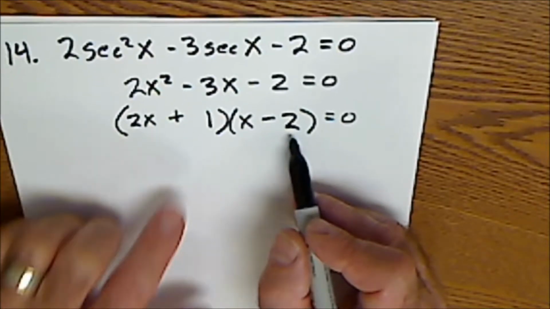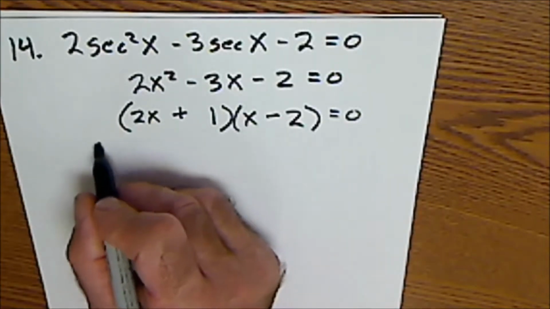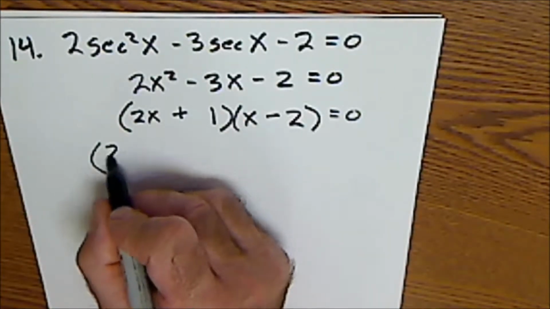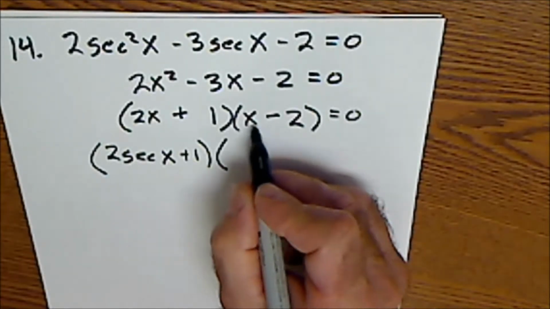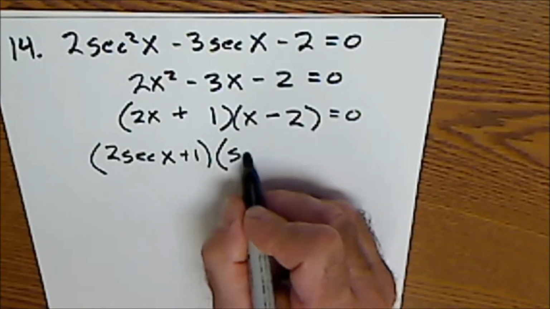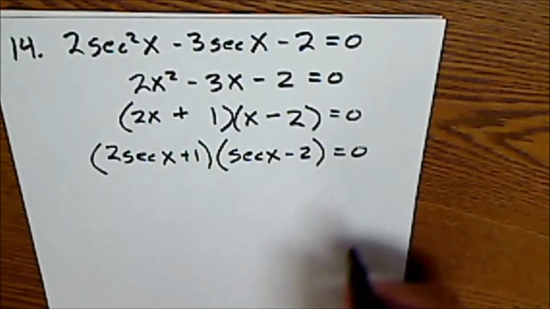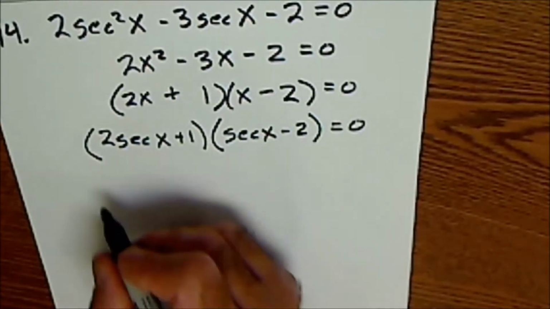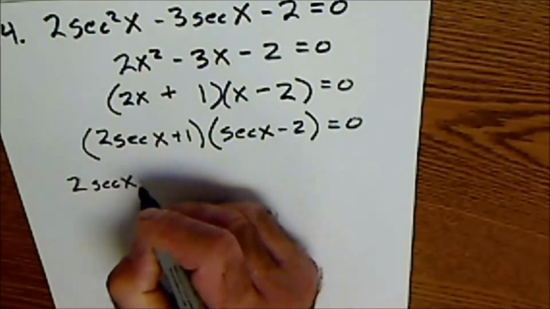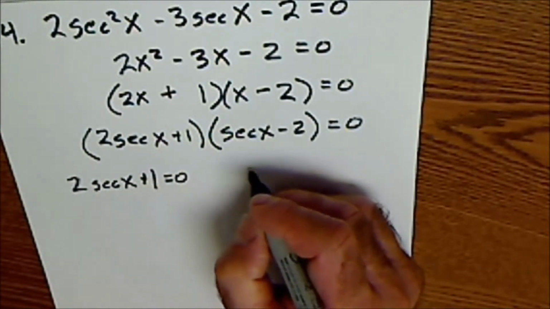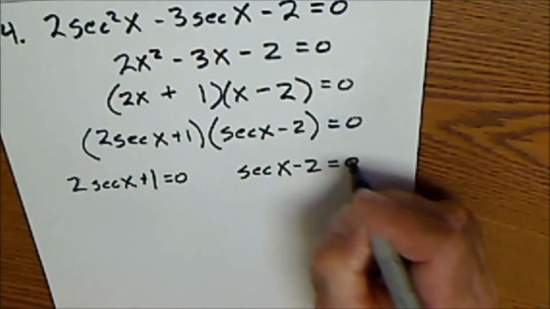So just like we did in algebra, I'm going to do the exact same thing on this trig equation. So I'm going to factor this equation here as 2 secant of x plus 1, and then this piece will be secant of x minus 2 equals 0. So on this, now I have 2 secant of x plus 1 equals 0, or secant of x minus 2 equals 0.